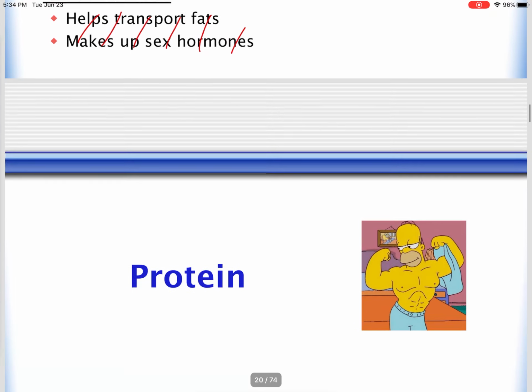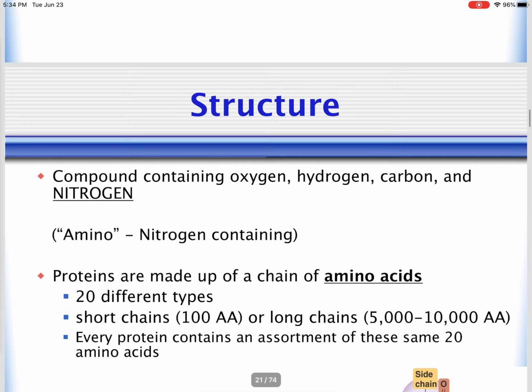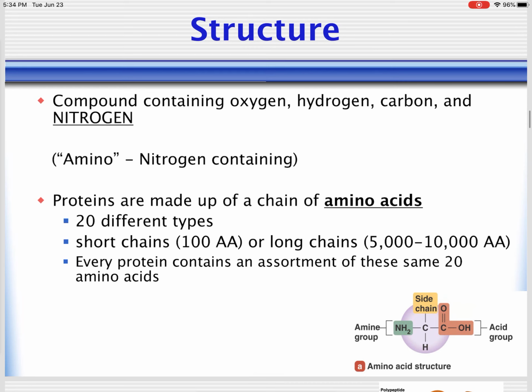All right. Here we are with protein. We've talked about the macronutrient carbohydrates. We've talked about the macronutrient lipids, or fats. And now we're talking about the macronutrient protein.